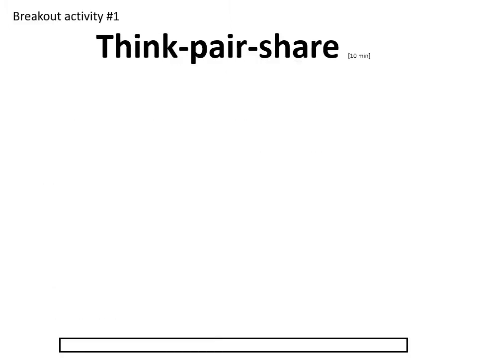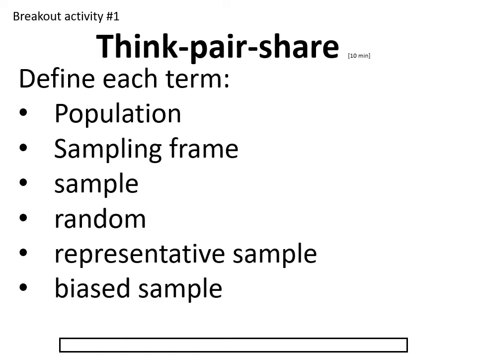So this slide is sort of a holdover from when I teach the class in person, but we'll use it for now in so much as it helps us think about what we want to focus on. Customarily, I would have students sit down and write down these terms: population, sampling frame, sample, random, representative sample, and biased sample. And I would ask them to take a couple of minutes and write out definitions to these based on their current understanding. That's the thinking part.